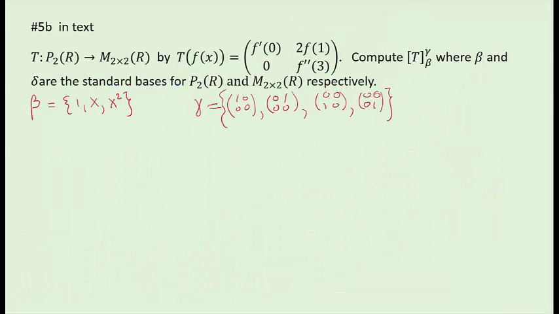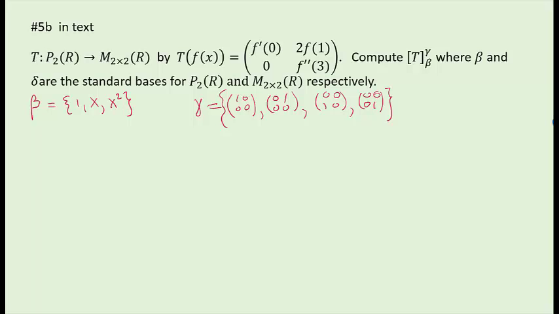I'm going to do one more problem. This is number 5B in the text. I thought it would be good to do a problem where when we apply the transformation to the ordered basis in the domain, we don't come out with the column vector right away. You have to express it in terms of the basis gamma. So this one is taking P2 to the 2 by 2 matrices, and here's how it does it. Give it a polynomial, and this is the rule for finding the entries in the 2 by 2 matrix. We want to compute the matrix for this linear transformation.